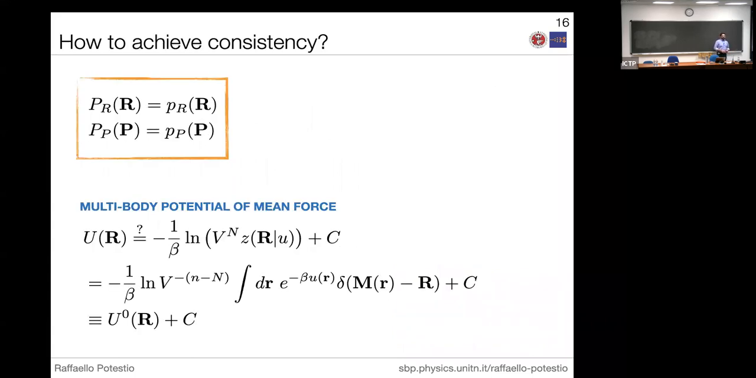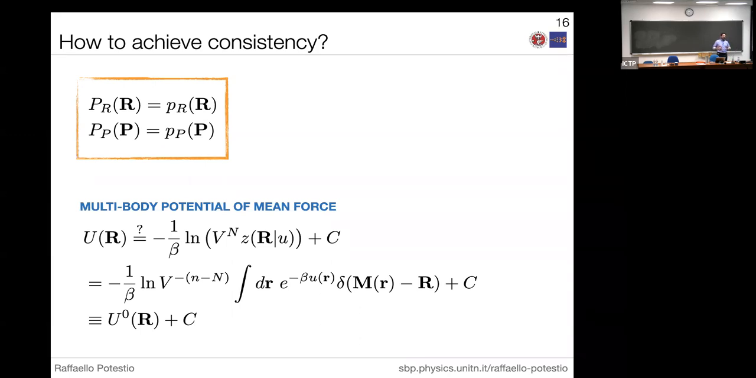Now, the issue, of course, is how to do that, because this is very simple to write, but very difficult to get. If you carry out the integration, what you find is that the effective potential that exactly satisfies this condition is essentially a free energy, that is minus one over beta, the logarithm of the partition function of the old system integrated over all degrees of freedom with a constraint that you get specific coordinates in terms of the coarse grain variables. So if you had this potential, you would be done. All the problems that you have would be solved. But of course, this is a very complicated operation to carry out.